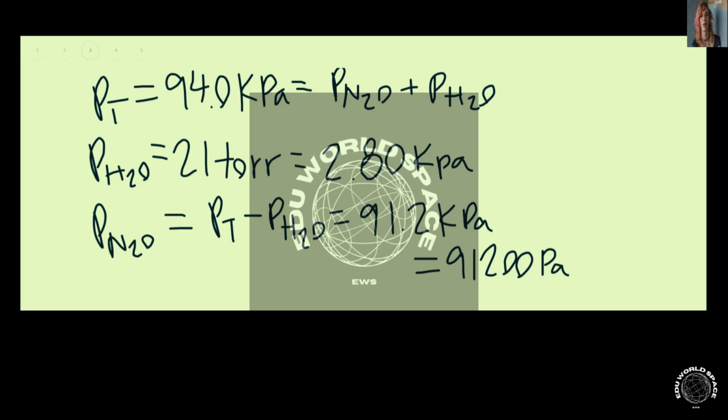So we're told the vapor pressure for water is 21 torr. So we want to convert that into the same units of pressure that we have for our total pressure. So in kilopascals, that's 2.80 kilopascals. So that's the partial pressure of water. And our partial pressure for nitrous oxide is equal to our total pressure minus our partial pressure of water. So that's 91.2 kilopascals, or 91,200 pascals.